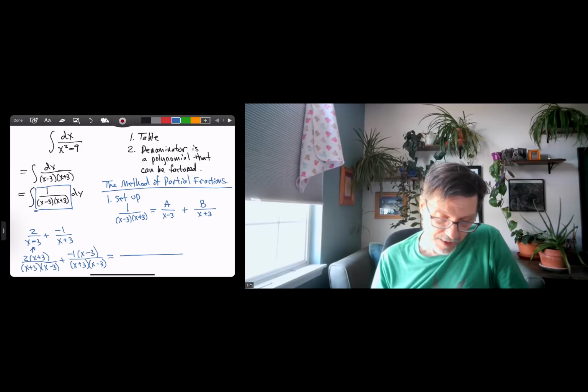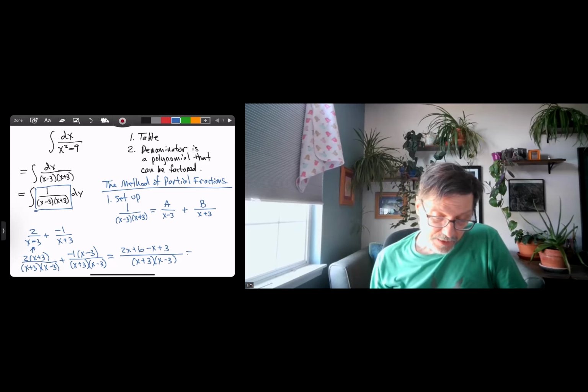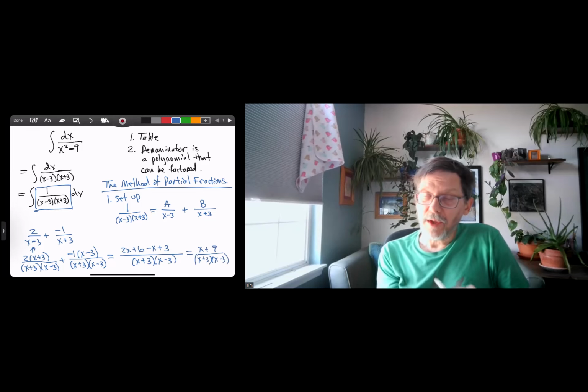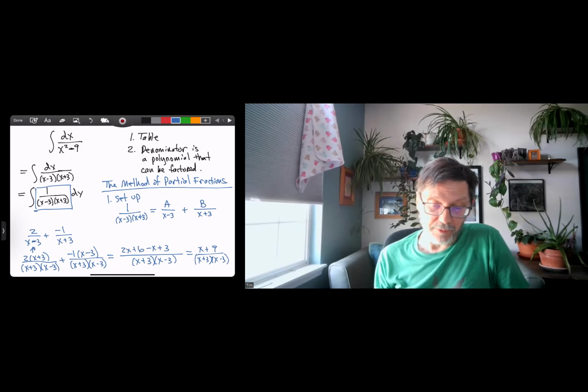Now we've got our common denominator, so we can put that underneath a big bar. And then 2 times x plus 3 is 2x plus 6. Negative 1 times x minus 3 is negative x plus 3. And when I simplify, we're going to get x plus 9 over x plus 3, x minus 3, which is not the thing that we started with. So clearly, a is not going to equal 2 and b is not going to equal negative 1.